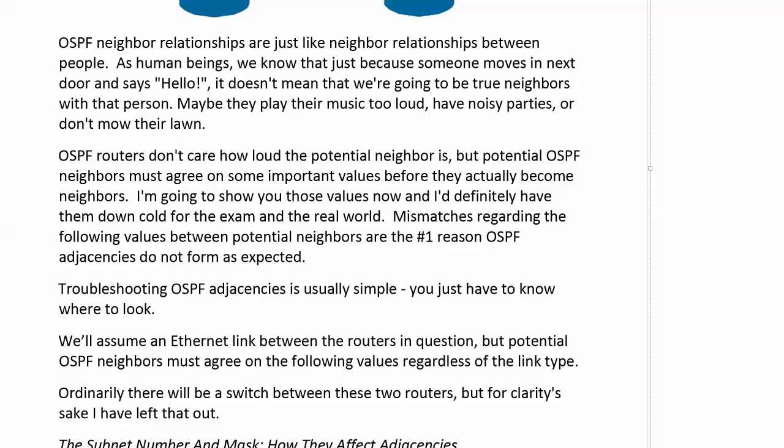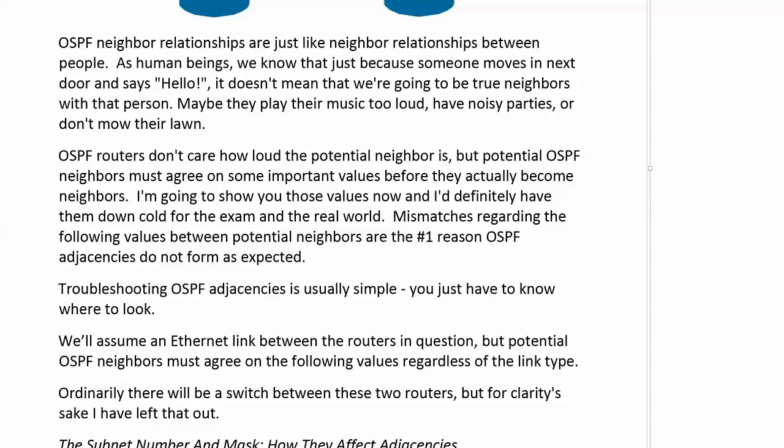And I'm going to show you these values now, and we're going to see them live as well. I would definitely have these down cold for the exam, and in the real world because, frankly, most OSPF adjacency troubleshooting, almost all of it really, is simple. It's nothing incredibly complex. You just have to know where to look for the information and what has to match and what doesn't. And we're going to see all this live in about 30 seconds actually.